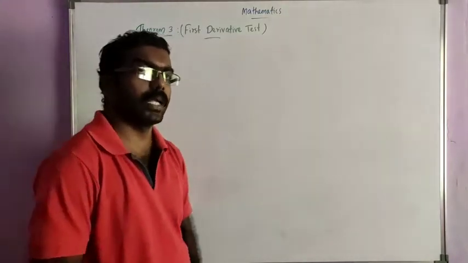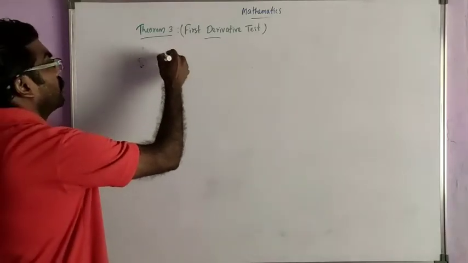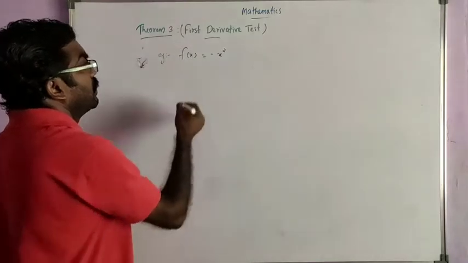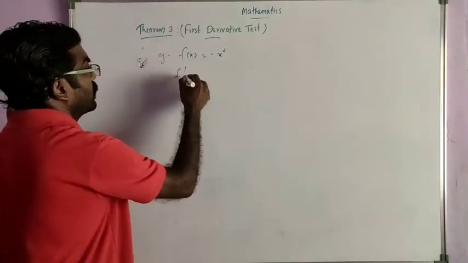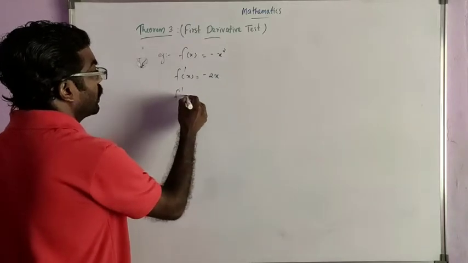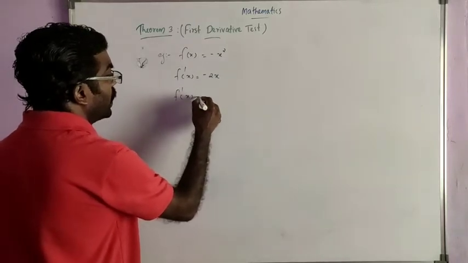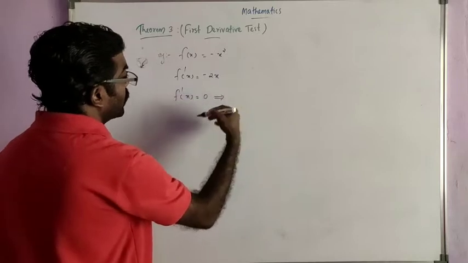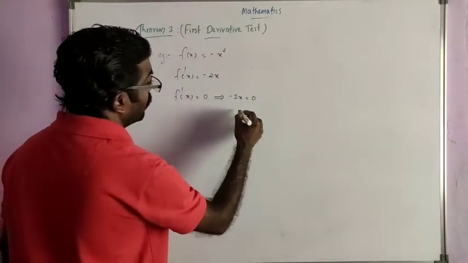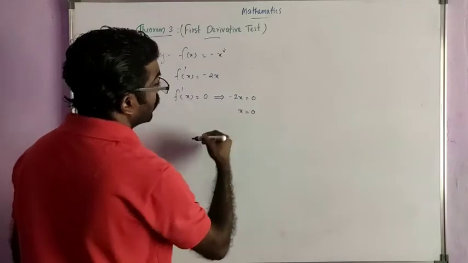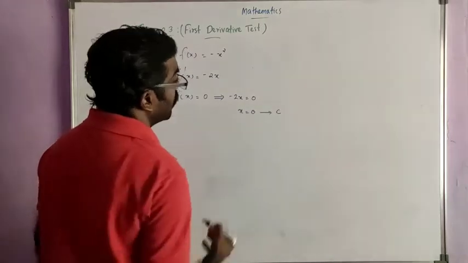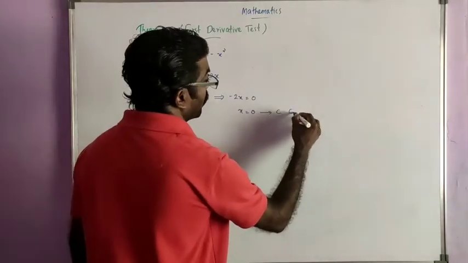Now let us consider an example. f of x is equal to minus x square. First of all, we can find f dash of x, which is equal to minus 2x. Then we can find the critical point. For that, we equate f dash of x to 0. So f dash of x equal to 0 implies minus 2x is equal to 0, which implies x equal to 0. So here the number 0 is the critical point C.